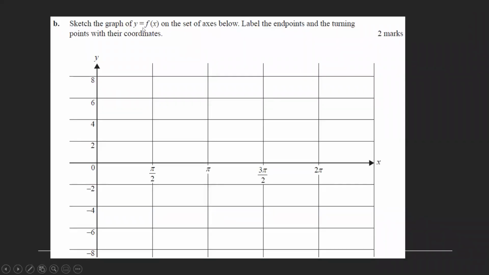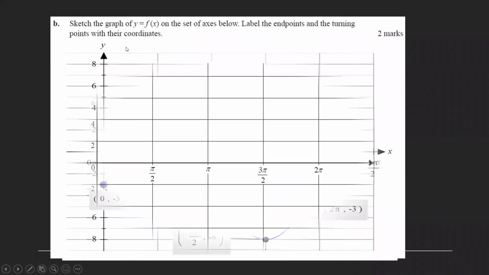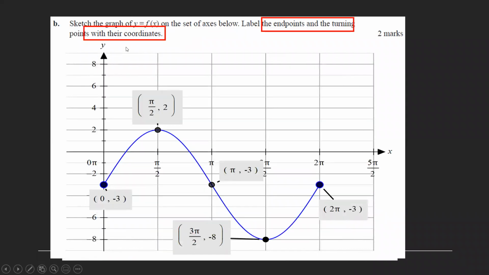Sketch the graph of y equals f of x on the set of axes below. Label the endpoints and the turning points with their coordinates. So you should have some graph like this. Notice that -3 from the previous part is your equilibrium position, and the amplitude is 5. So from -3 add 5, you will get a maximum value 2. From -3 you subtract 5, you will get -8 as the lowest y value.